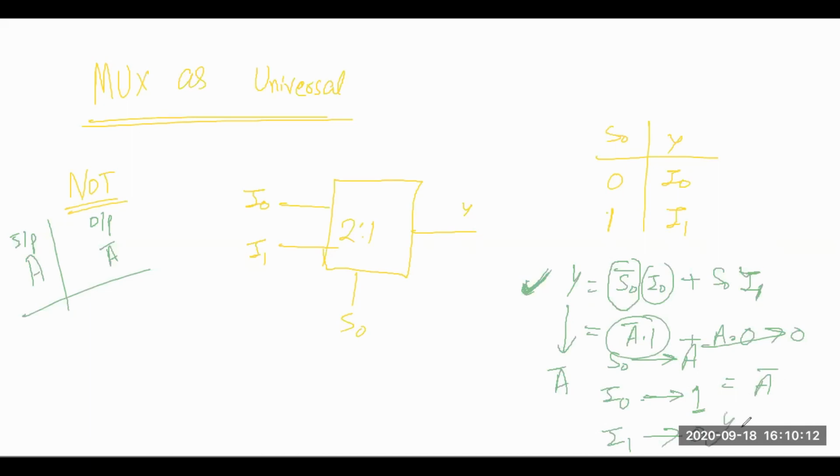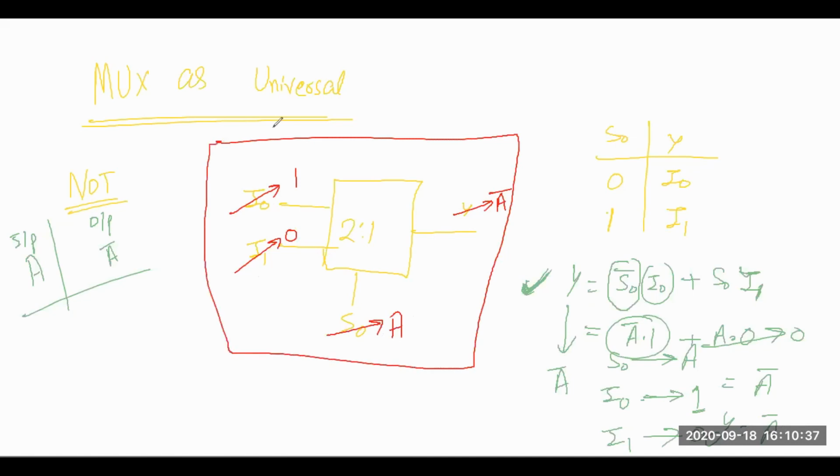Why are you getting A bar? If you give s0 as A, I0 as 1, and I1 as 0, then y will always become A bar, and the whole circuit will act like a NOT gate. In this way you can design a NOT gate.